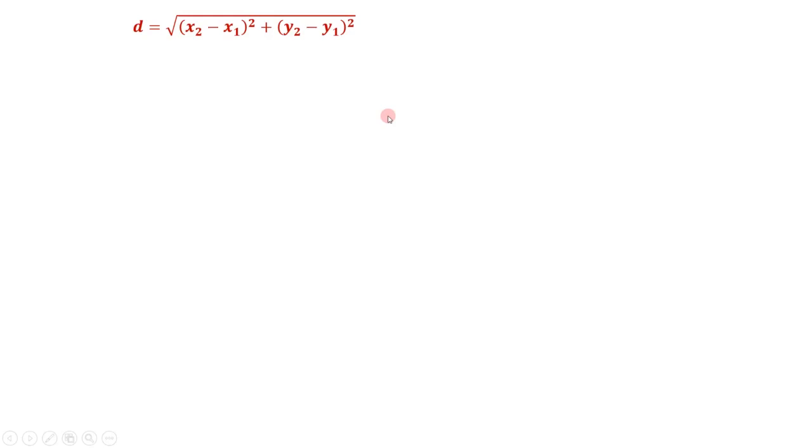Hey, welcome back. Today in this video we're going to derive a formula known as the distance formula, which is the distance between any two points given in a Cartesian plane. So the distance formula, where d is the distance between any two points, is given by the square root of (x1 taken away from x2) whole squared plus (y1 taken away from y2) whole squared. So let's see how this works.